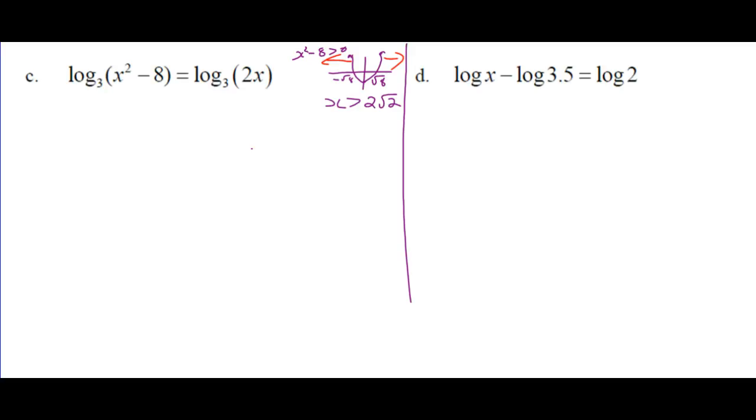How do we solve this? Well, if log base 3 of A is equal to log base 3 of B, what can we say about A and B? They must be equal to each other. So these two expressions must be equal to one another. So x squared minus 8 must be equal to 2x. With this proviso, because it's a log expression, we know that the x on the right-hand side has got to be greater than 0. So we got x squared minus 2x minus 8 is equal to 0.